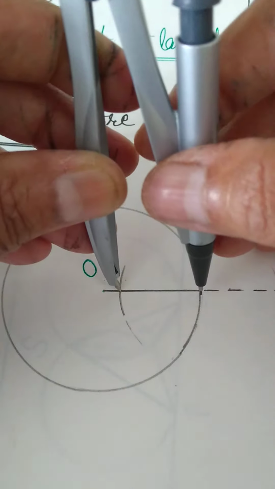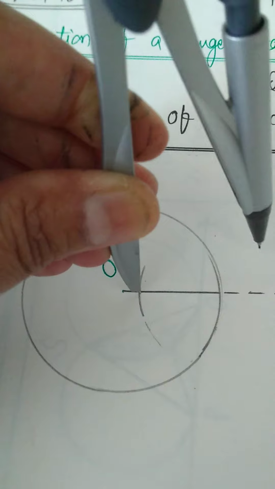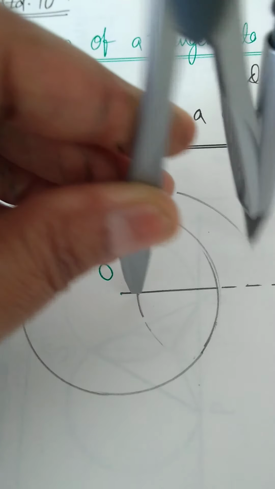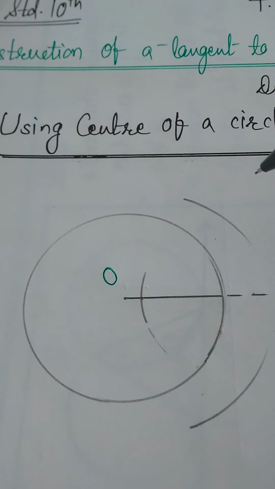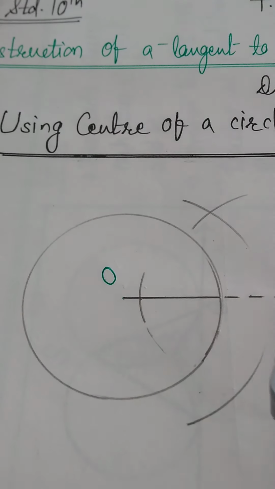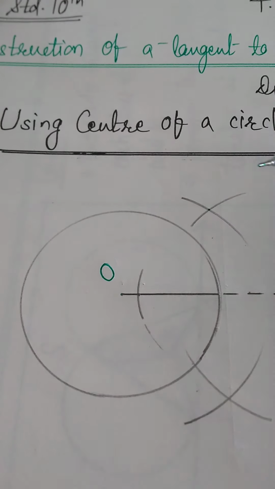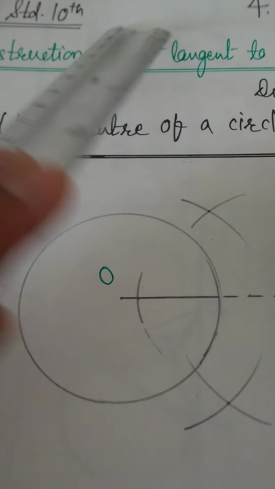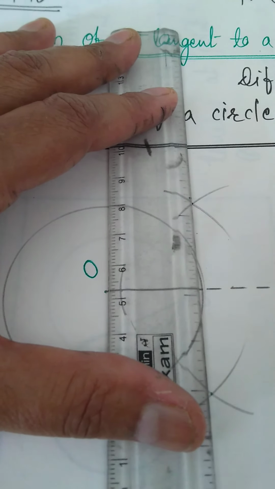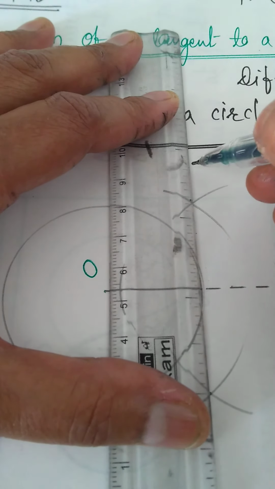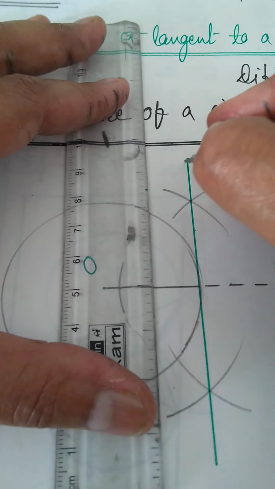Put one leg of the compass on this point. Take a distance greater than half. It means we have to draw the perpendicular bisector of this line segment. We will get the 2 points intersecting these two arcs. Draw a line through these arcs like this.